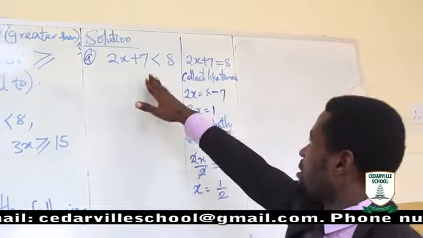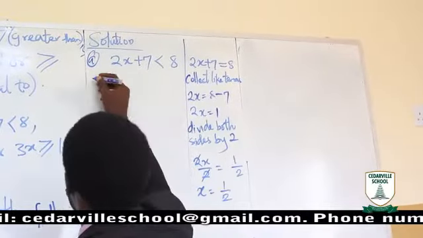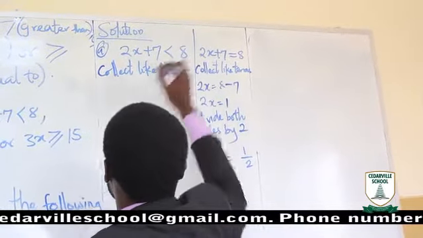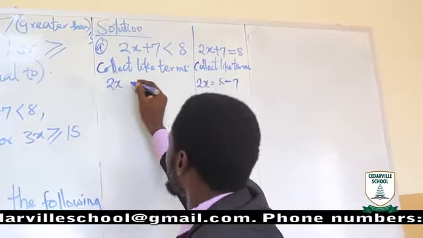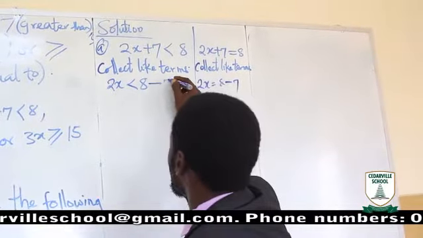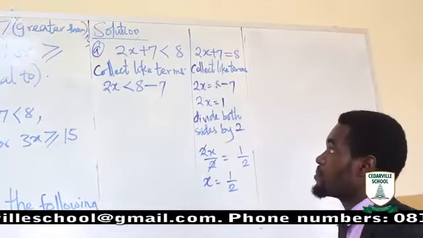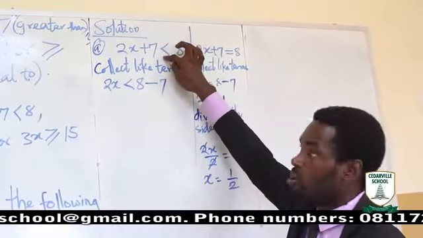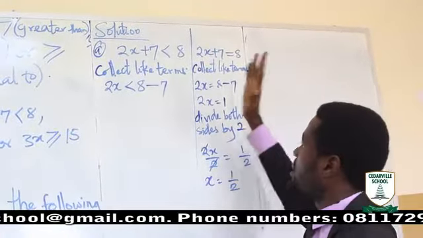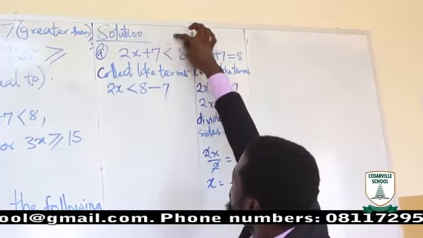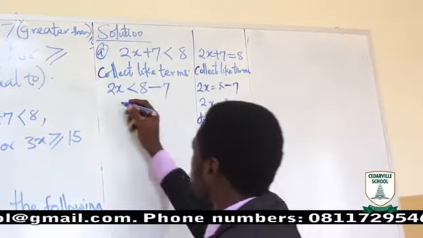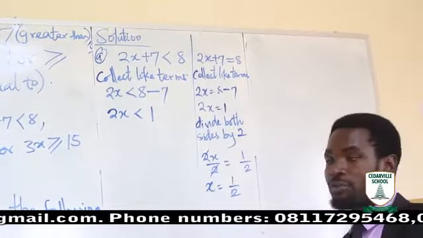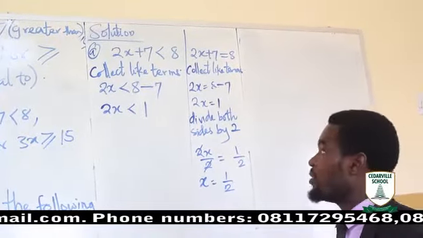Let's start. What will I say? I will collect like terms first. And what will I have? 2x is less than 8 minus 7. You can see that nothing is changing. The only thing that is not the same as the linear equation is the symbol. So nothing is changing. The same way we solve this is the same way we're going to solve this. So plus 7 crosses to become minus 7. Then we have 2x less than 1, because 8 minus 7 is 1. Then what do we do? We divide both sides.